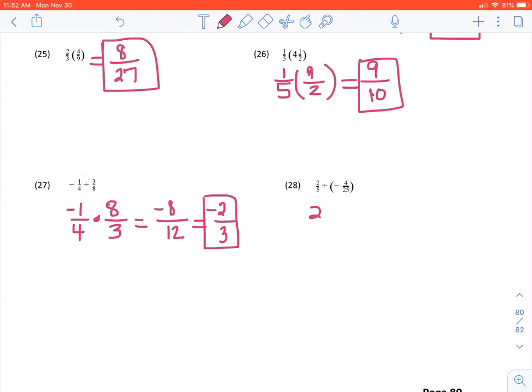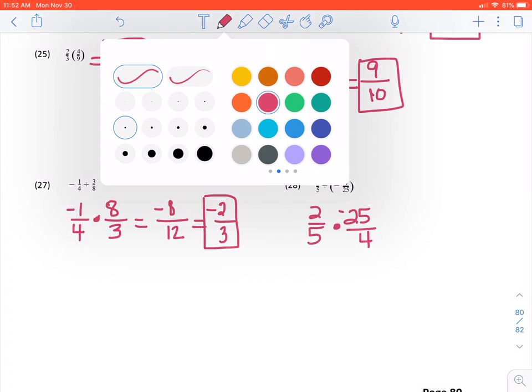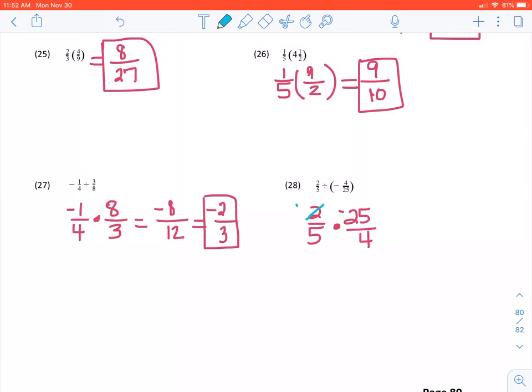All right, number 28, we're going to leave 2/5. Change division to multiplication. Flip the second fraction. Make sure you keep that as a negative. I'm going to actually cross cancel here so I don't have to reduce at the end. 2 goes into 2 once, 2 goes into 4 twice. I can also do the 5s. 5 goes into 5 once, 5 goes into 25 5 times. Now I'm going to multiply. 1 times 5 is 5. 2 times 1 is 2. Opposite signs does give us a negative answer.